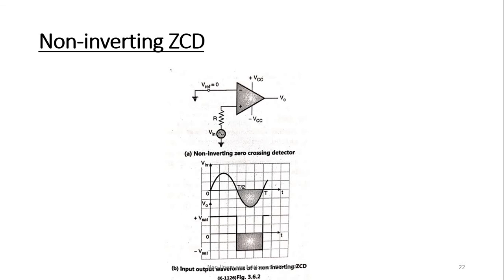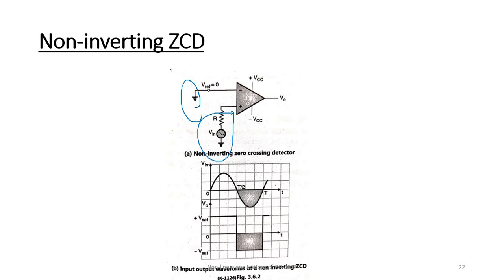Now, non-inverting zero crossing detector. The zero crossing detector discussed in the previous slide is an inverting zero crossing detector. By a slight modification in this circuit, we can obtain a non-inverting zero crossing detector. Note that the inverting input terminal is connected to the ground, so V reference is 0 volt and the input signal is applied to the non-inverting terminal.